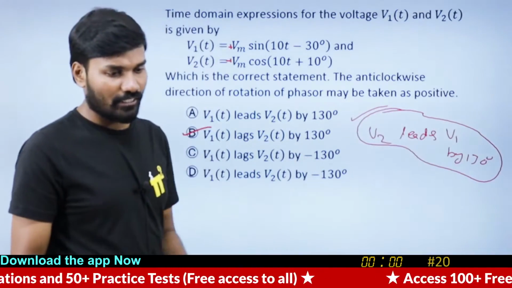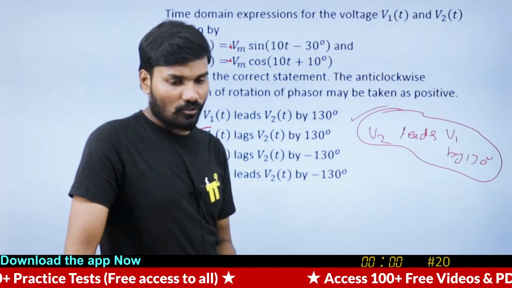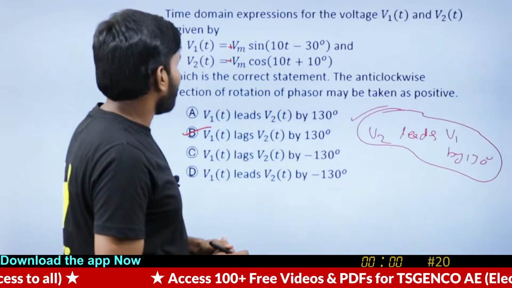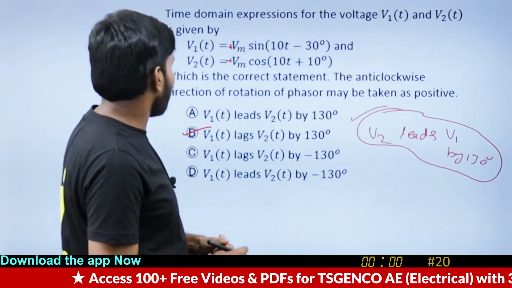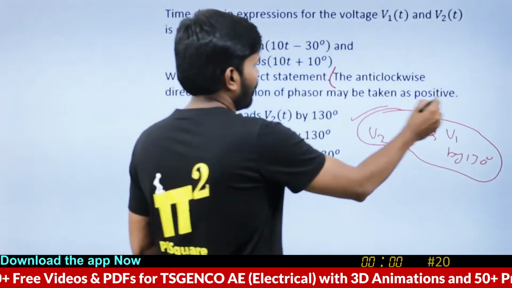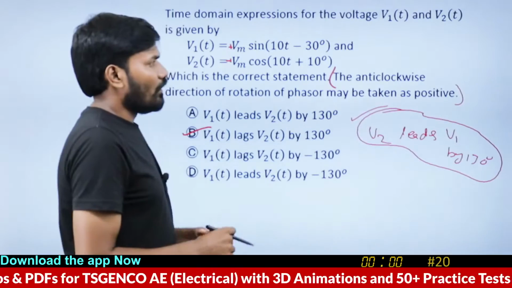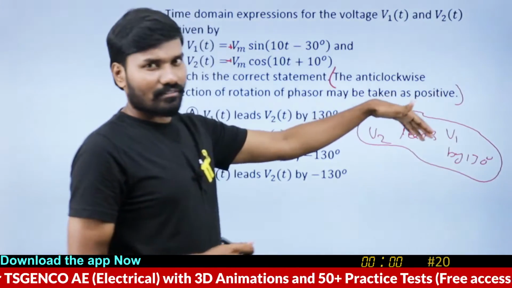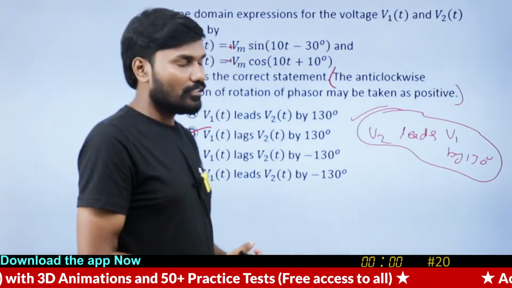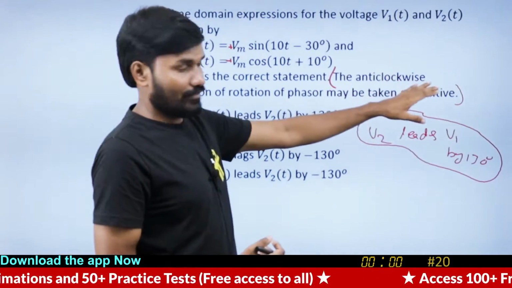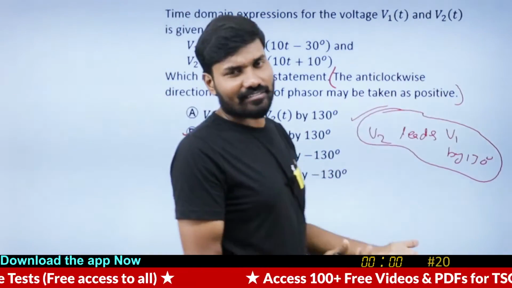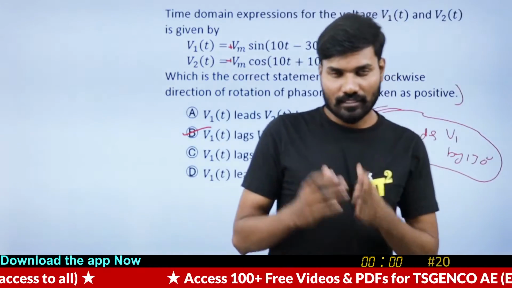Now, regarding the anti-clockwise mention: the anti-clockwise direction of rotation of the phasor is taken as positive. There is nothing new in this. The anti-clockwise rotation of phasors is the normal rotation. Phasors rotate anti-clockwise only. So he explicitly mentioned that line, but even if it is not mentioned, we'll take the same anti-clockwise rotation only.